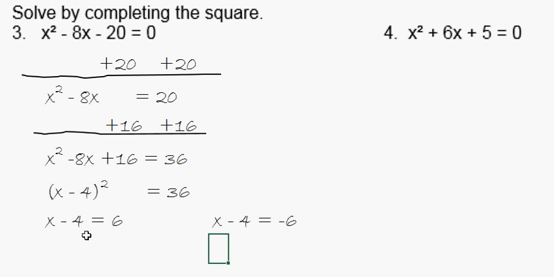To solve these equations, I'm at a point now where I can just simply solve the equation. I add 4 to both sides. X minus 4 plus 4 is just x. And 6 plus 4 is 10.